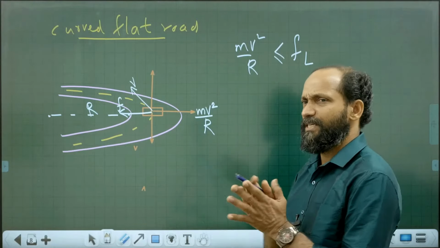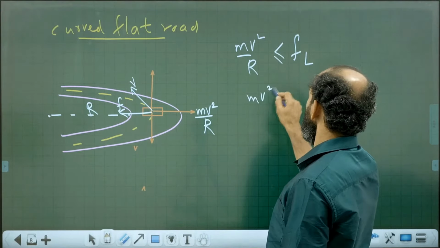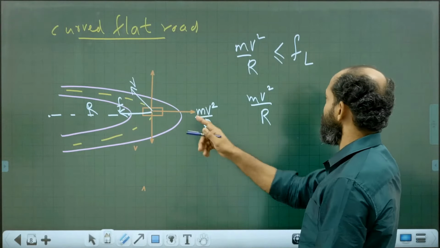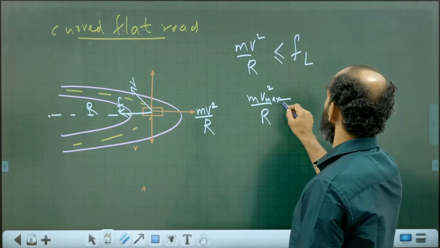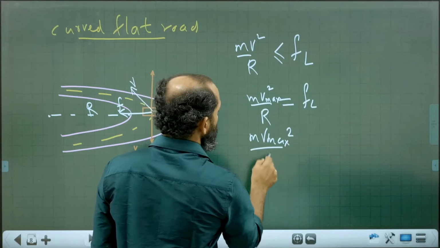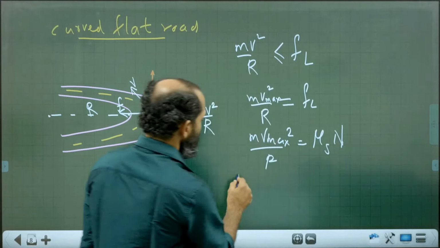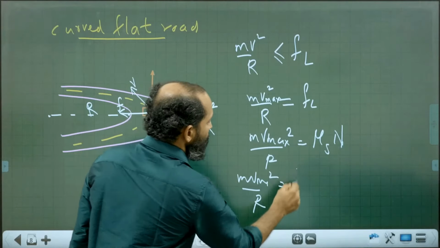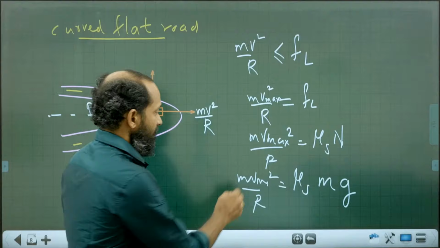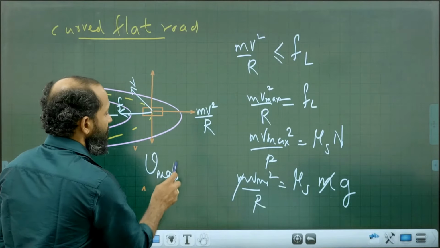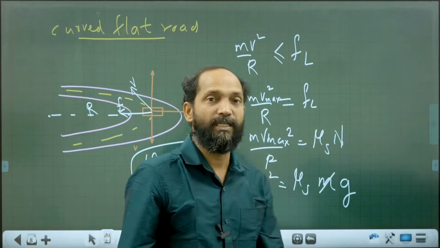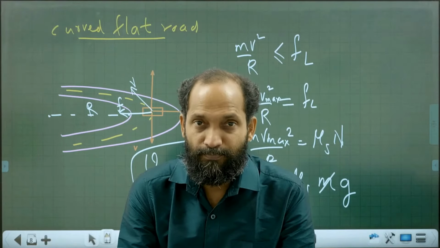Then what is the boundary condition? What is the maximum speed over which the car can take the rough, curved, flat road of radius r? m v max square by r is equal to mu s times normal force. Here normal force is mg, as the surface is flat and it doesn't have any vertical acceleration. M gets cancelled. V max is equal to the very popular formula, square root of mu s rg. So what is the maximum safe speed of a car on a flat road? Root of mu s rg.